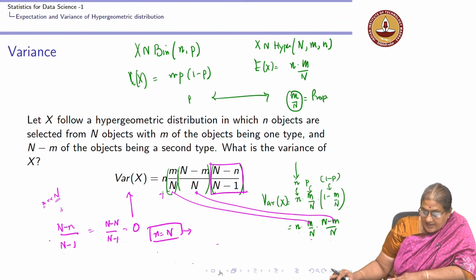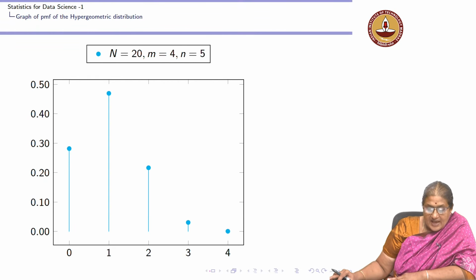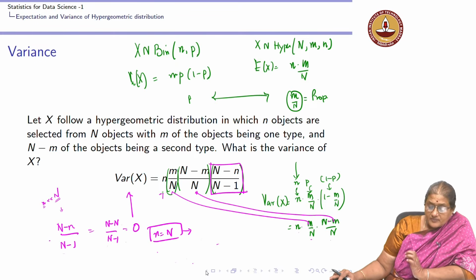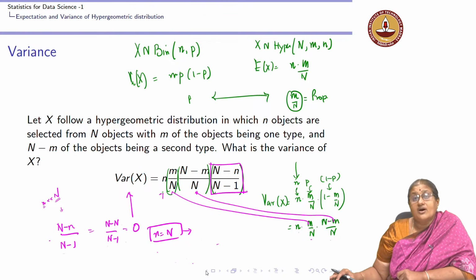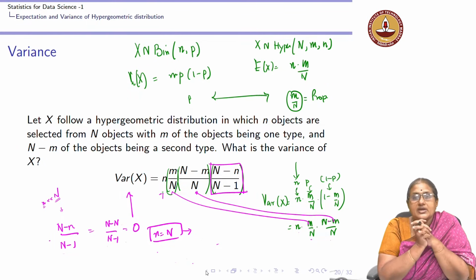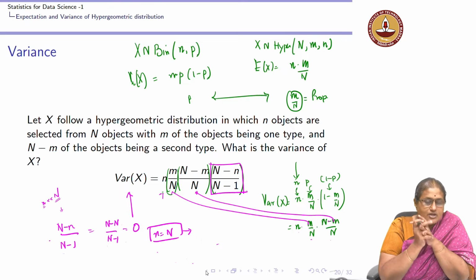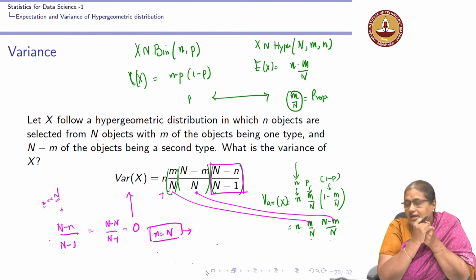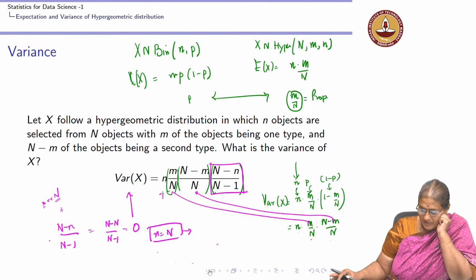So, you can see that this variance and the expectation of my hypergeometric variable bears a very close resemblance to the expectation and variance of the binomial random variable. So, let us look at the graph of the probability mass functions of the hypergeometric random variable.